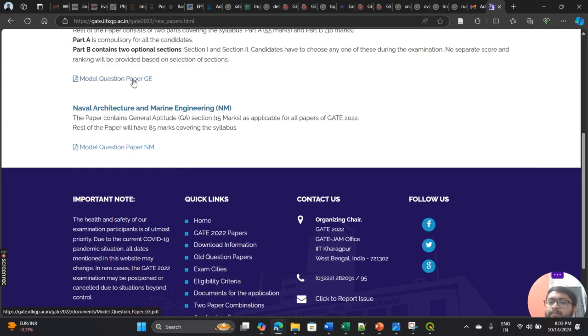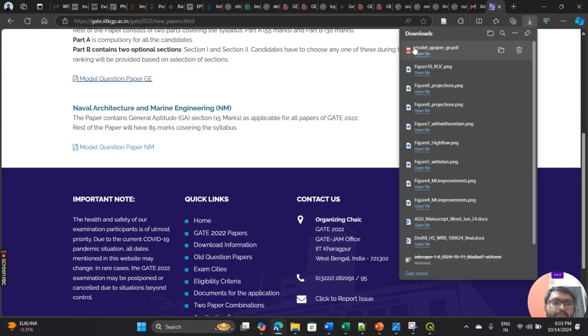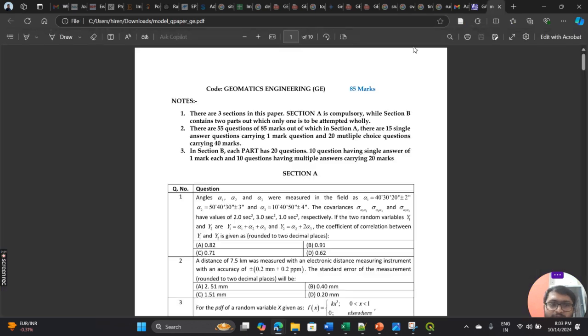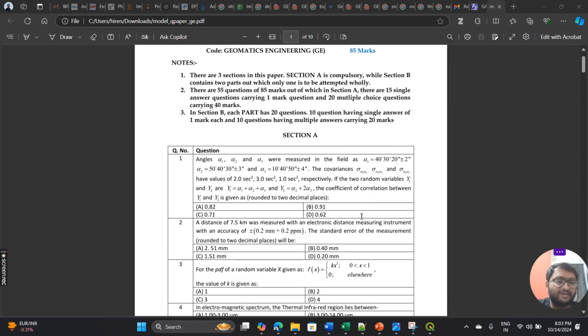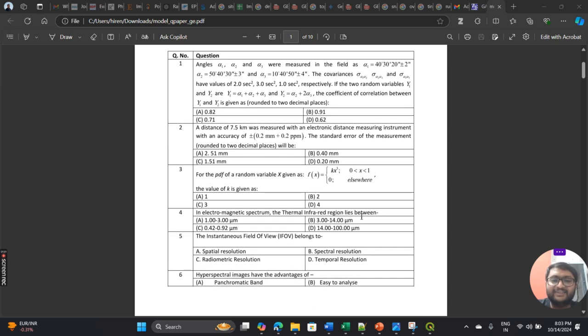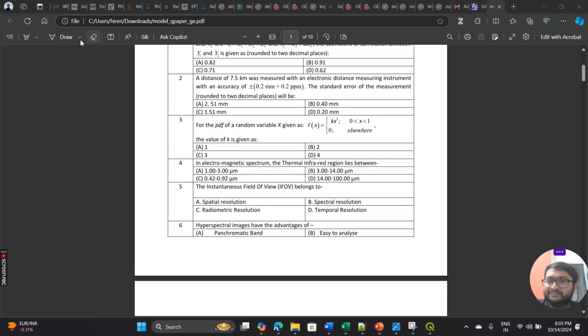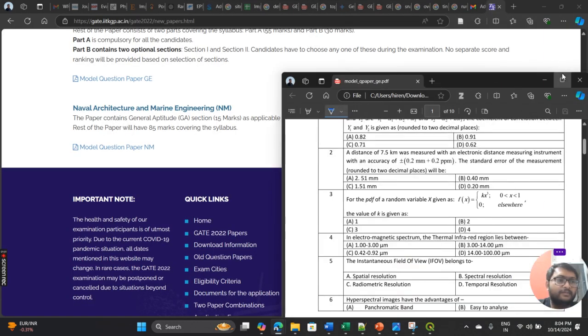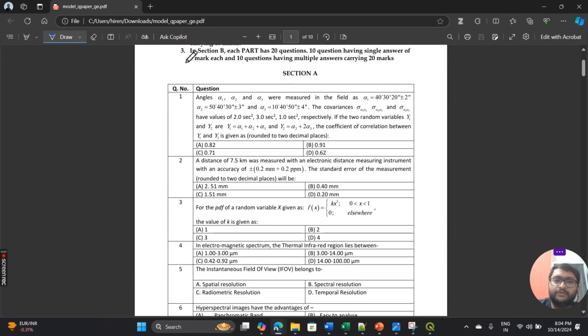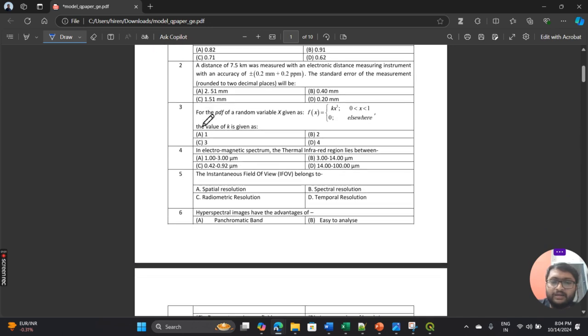So one model question paper is there. We can just have a look at that particular paper, to see what kind of questions we might expect, or how much we have covered from this particular course of Advanced Geomatics Engineering. So we'll see these things. Initially there are some questions on the statistics part, which is not covered in this course.